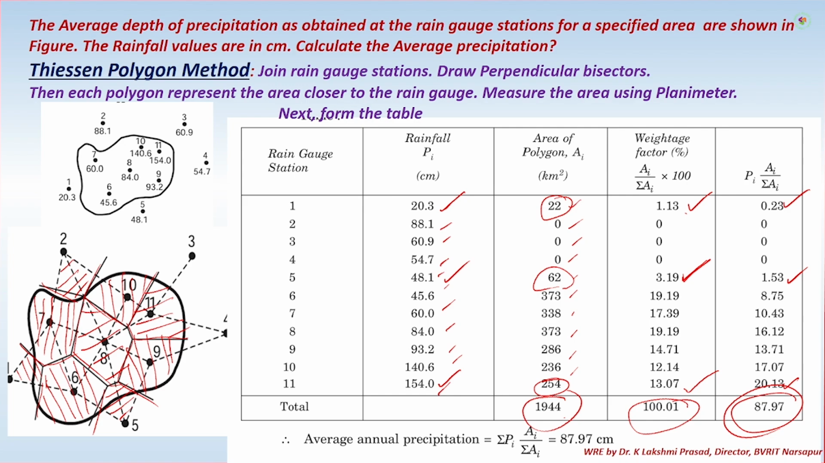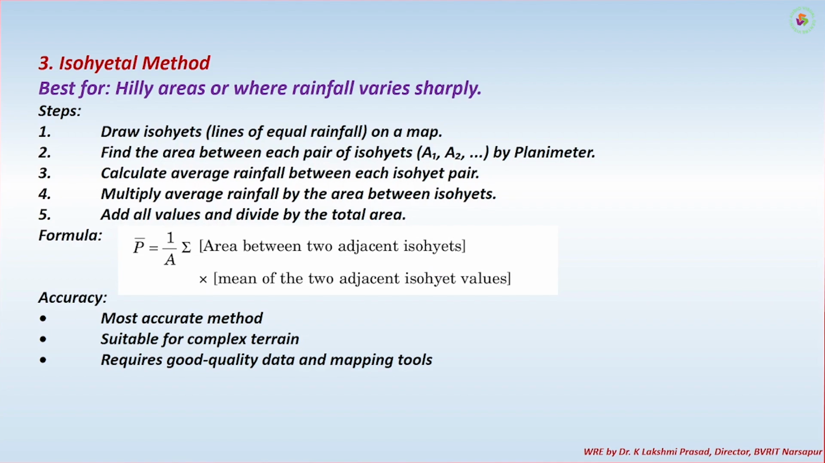Everything you multiply, all divided by the total area, is how much? 1944. That also will come to this only. So any method you can follow. So this is the second method, the Thiessen polygon method, definitely more accurate compared to the arithmetic mean method. Let us go to the isohyetal method.